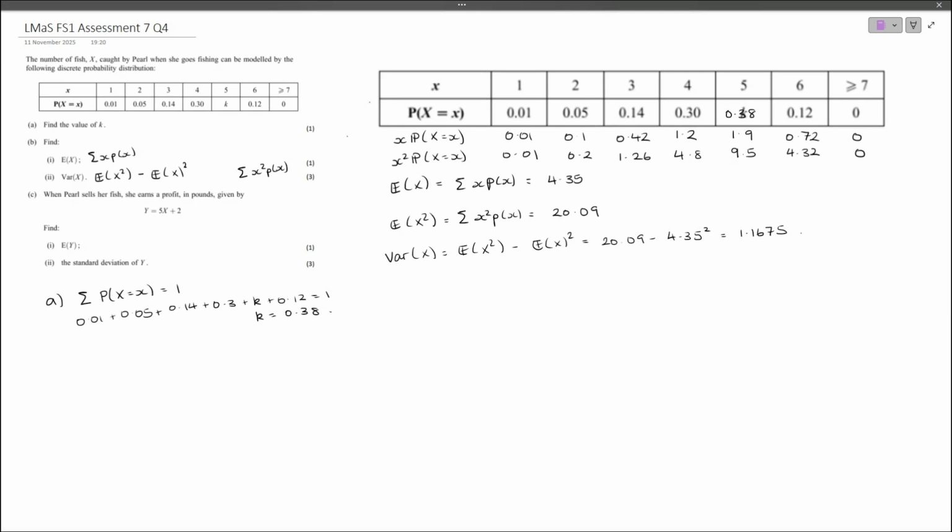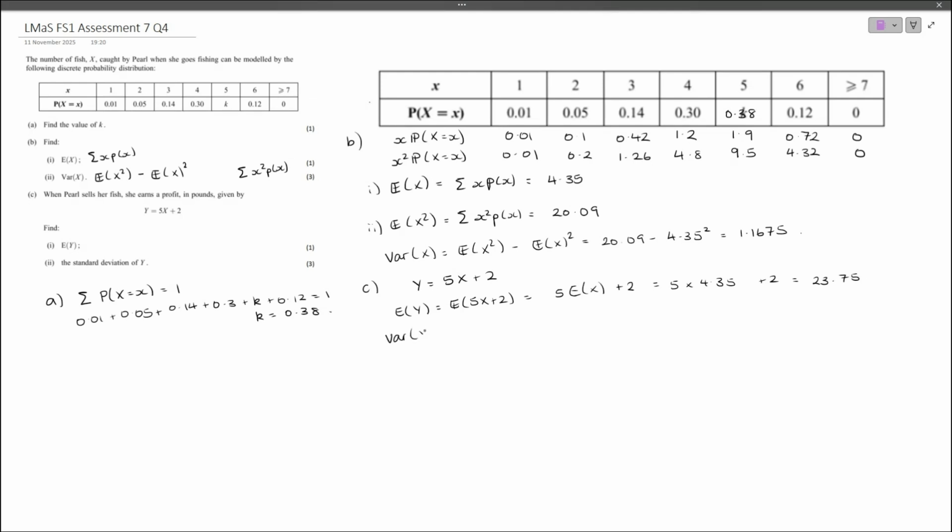Okay, I'm just going to label these as part B, I, and II. I'm now going to do part C. We're told that Y is equal to 5X plus 2. So the expectation of Y is equal to the expectation of 5X plus 2, which is equal to 5 times the expectation of X plus 2, which is equal to 5 times 4.35 plus 2, which is equal to 23.75.